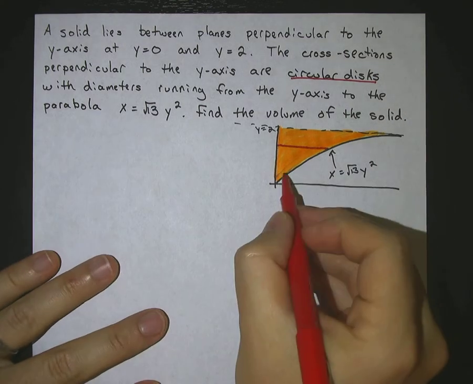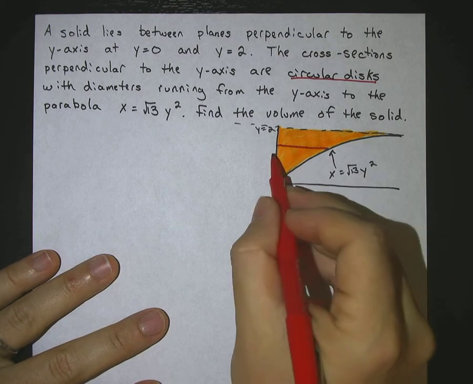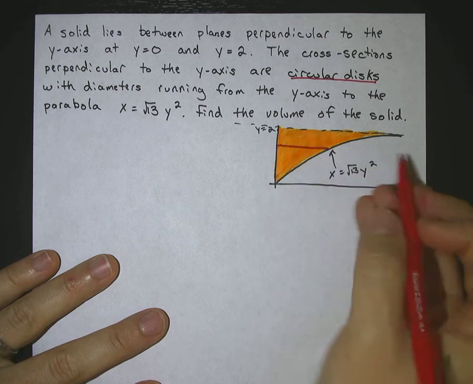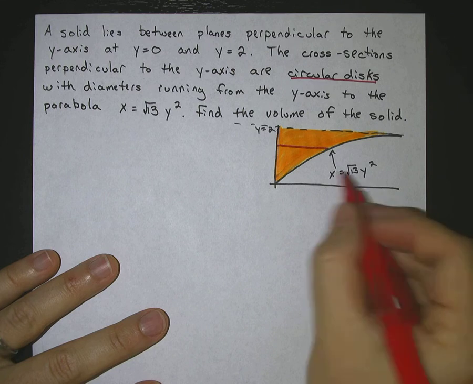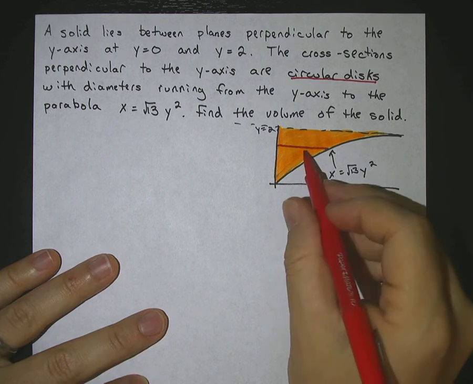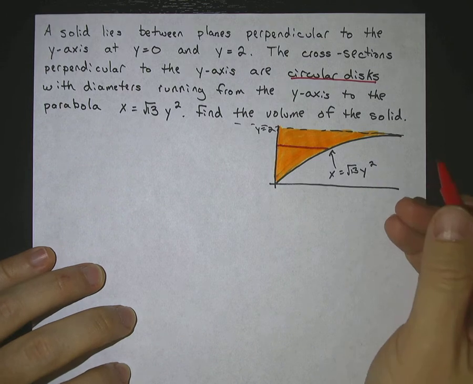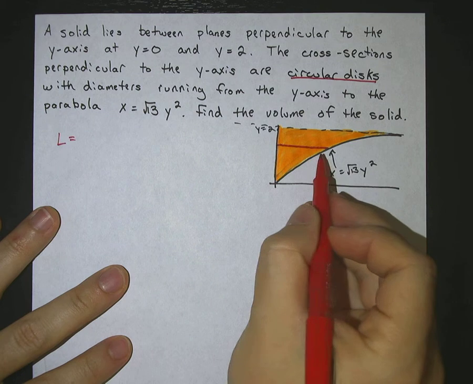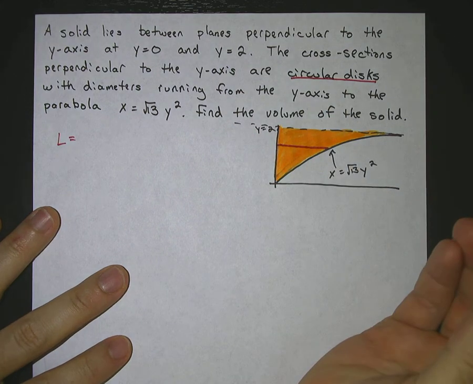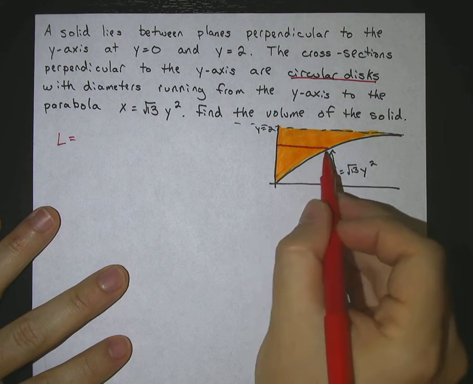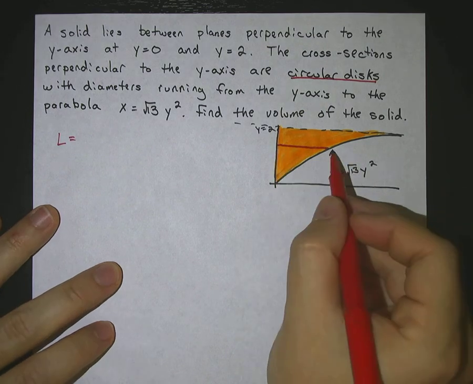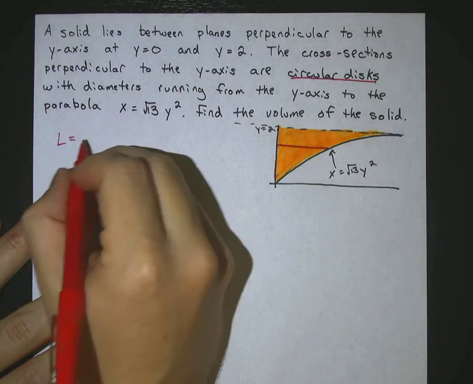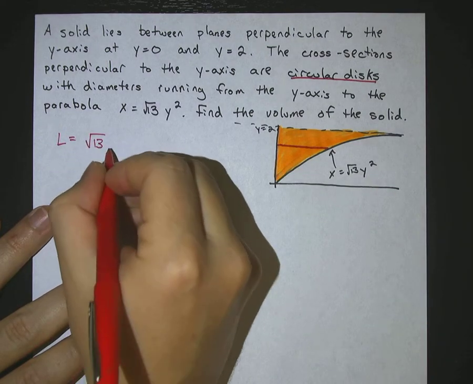Now there's going to be different circular disks because as you can see, as you travel up this y-axis, the circular disks are actually increasing in size as this function here is getting further from the y-axis. I'll just pick one at random here and find its length. So what is the length of that line, which is the diameter of a circular disk? Well, it's the distance between this function and the y-axis. And the distance between that function and the y-axis is this function minus 0, or just this function. So that length is square root of 13 y squared.